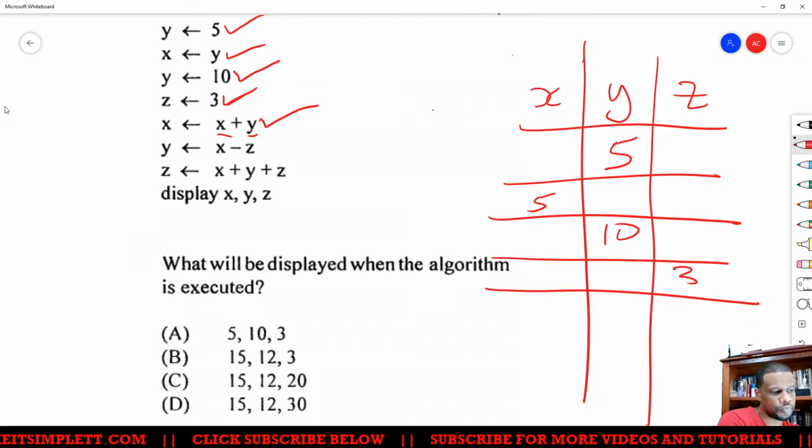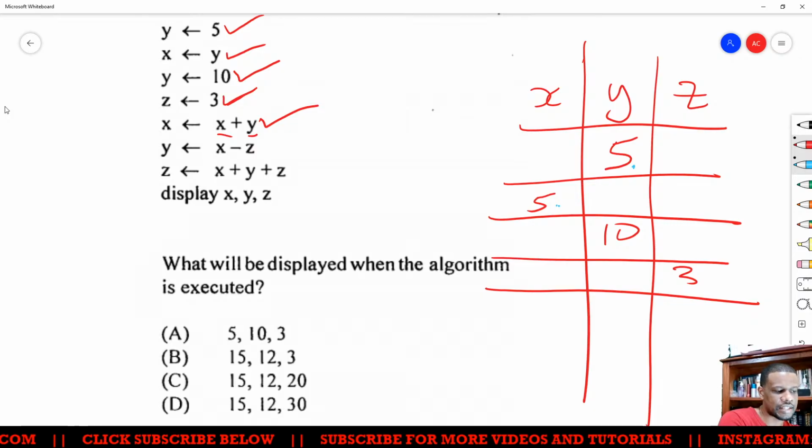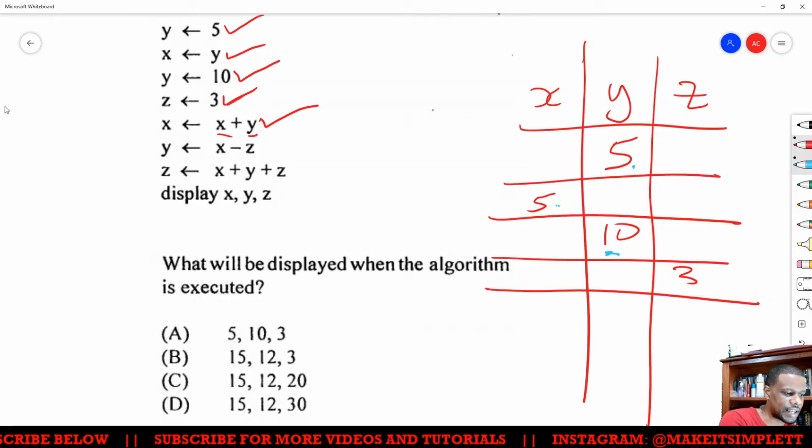The normal thing that students do is they make the mistake of trying to add the first value that they had in x and y. No, you're supposed to deal with the last value. The last value that I had in y is 10. The last value that I had in x is 5. So 10 plus 5 is 15. So x will become 15.